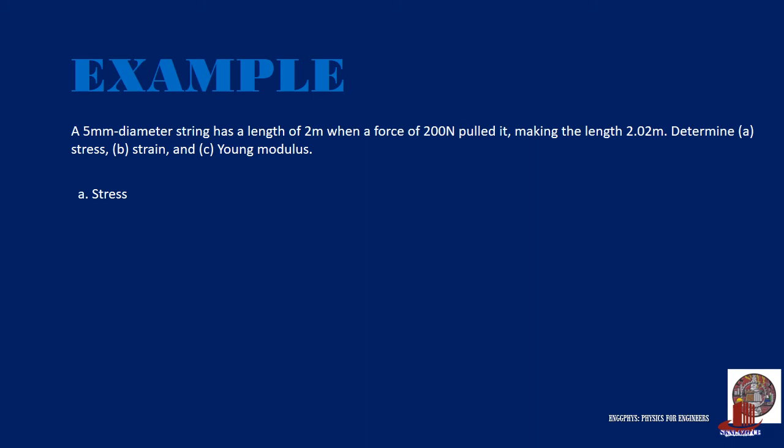A is stress, and we know it as force over area. We can directly plug the given values into the equation as 200 newtons over pi over 4 times 5 millimeters squared. Then the answer comes out as 10.186 megapascal. Strain is deformation over original length, so that would be 2.02 less 2 over 2, and epsilon is equal to 0.01. Take note that strain is unitless.